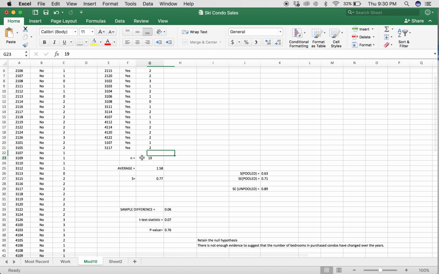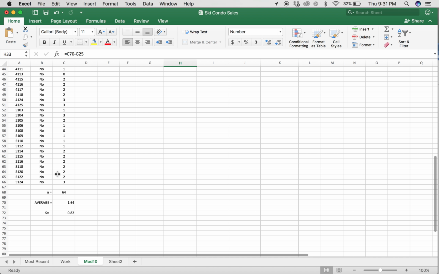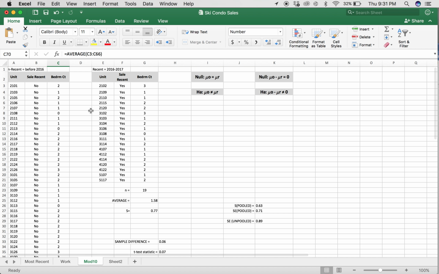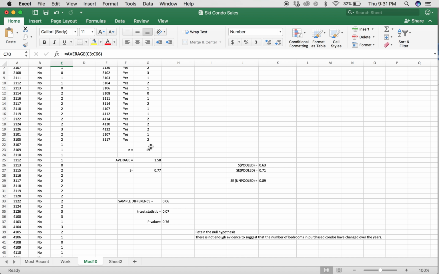The first thing we want to look at is the sample difference between the 2 means for these different groups. For this one, we take the mean number of bedrooms from the original, aka the old apartments that were sold, and subtract the average number of bedrooms in apartments sold recently. What we get is a difference of 0.06. I know bedrooms are not sold in decimal points, but just for the sake of this, we're going to let it go. 0.06 is not a big difference.